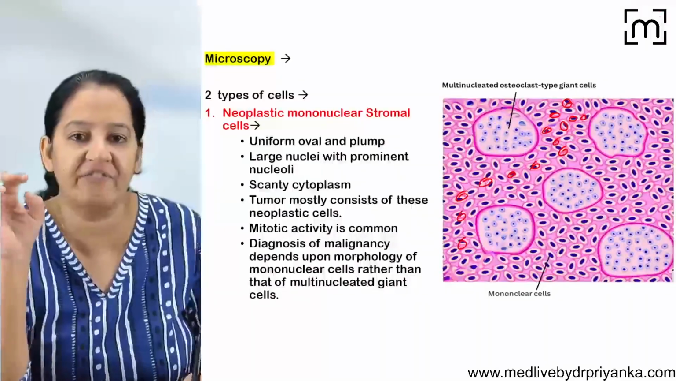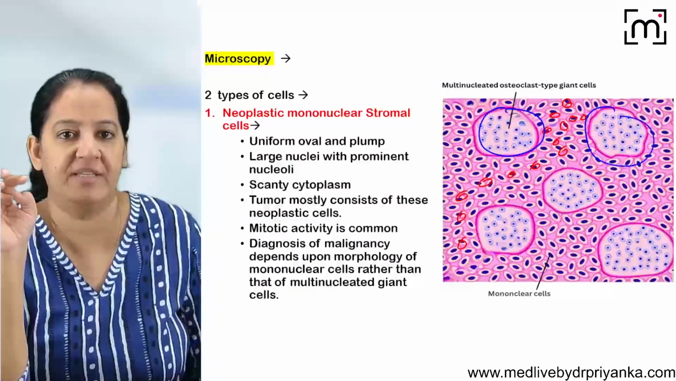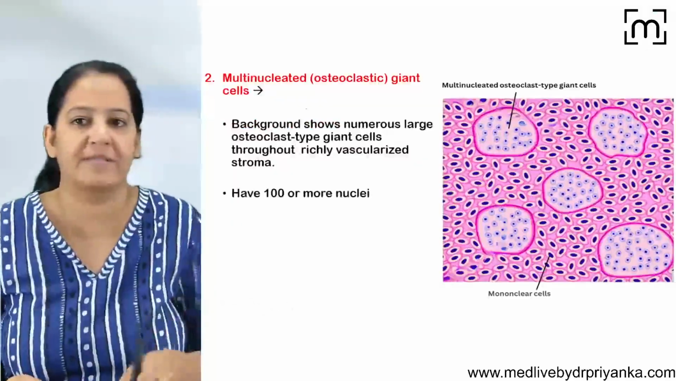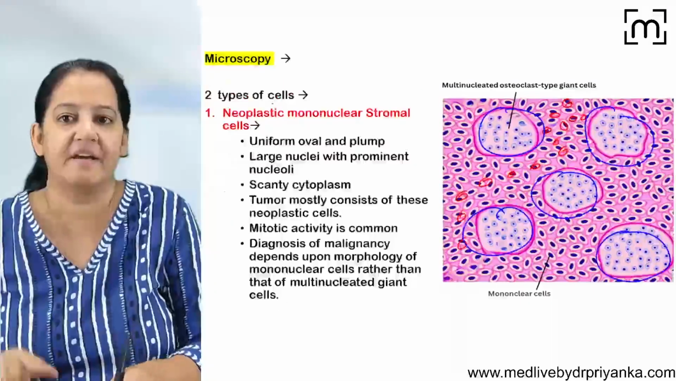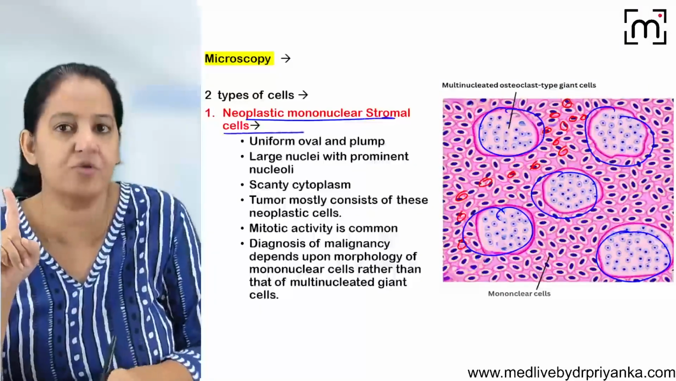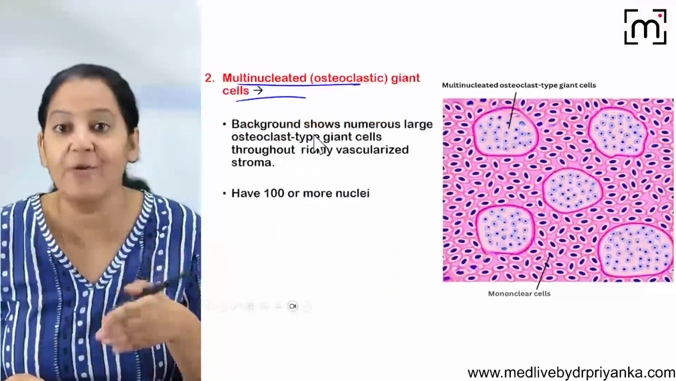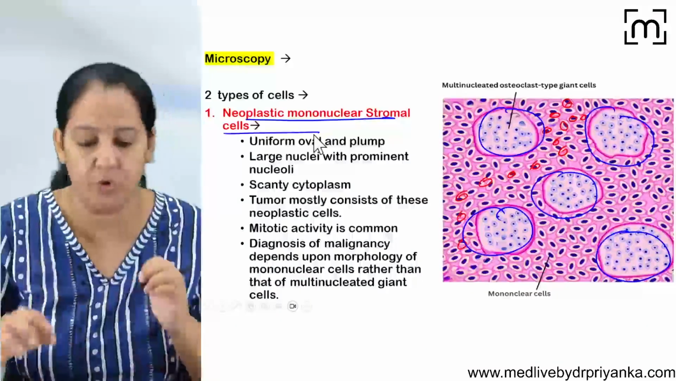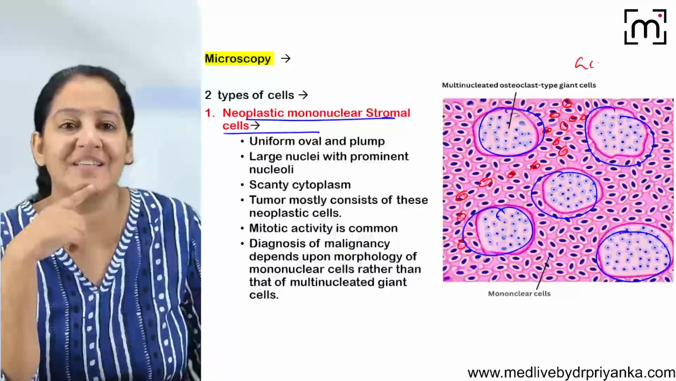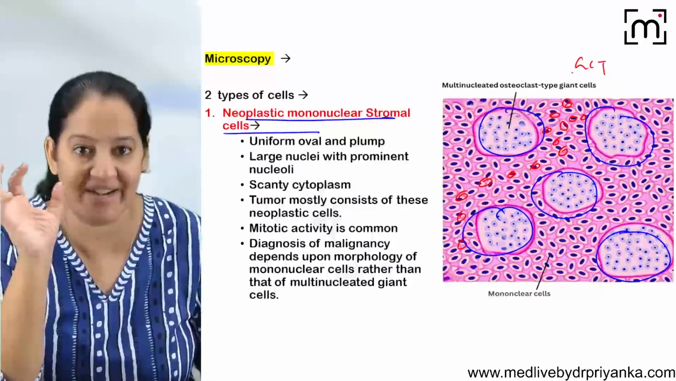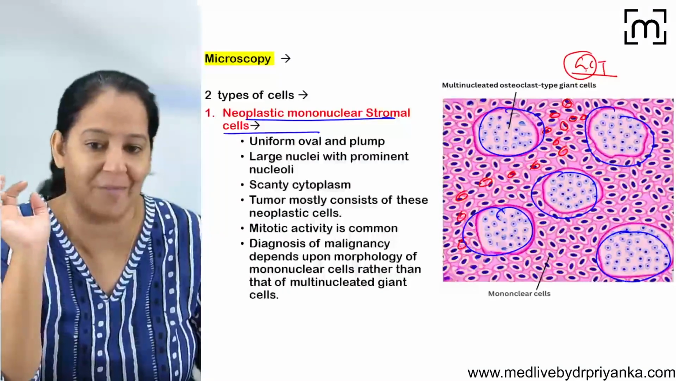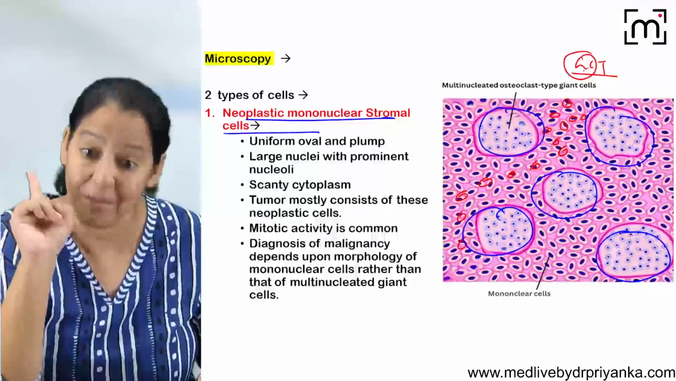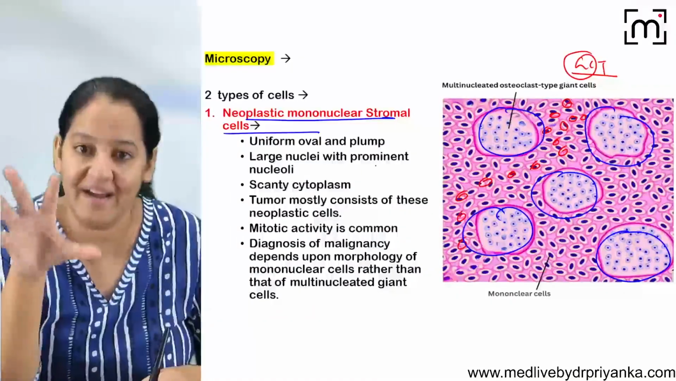And we have a few giant cells. Appreciate these are the giant cells, multinucleated. These are not neoplastic. So one is the neoplastic mononuclear stromal cell and the other is the multinucleated giant cell. Among the two, the tumor cells are the mononuclear ones. We call it GCT. So usually students think that in giant cell tumor, the giant cells are the culprit, the tumor cells. No. Giant cells are not tumor cells here. The mononuclear stromal cells are the culprit. They are the tumor cells.